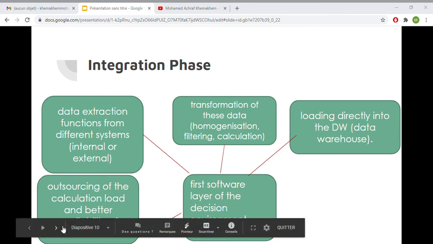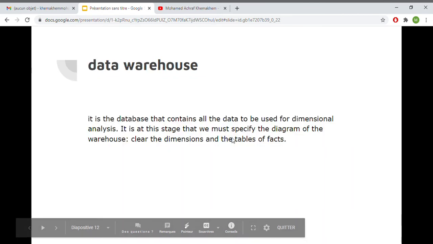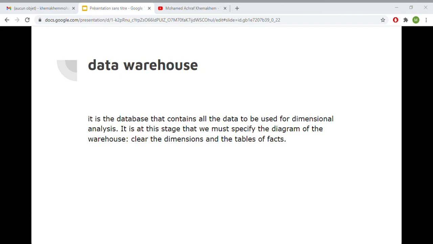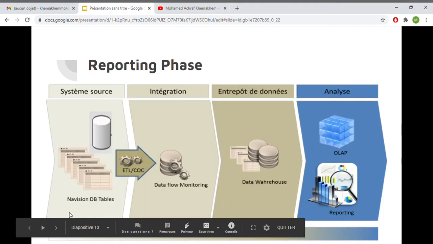So let's move now to the data warehouse. It's the database that contains all the data to be used for dimensional analysis. It is at this stage that we must specify the schema of the warehouse, clear the dimensions, and the tables of facts. So the reporting phase.